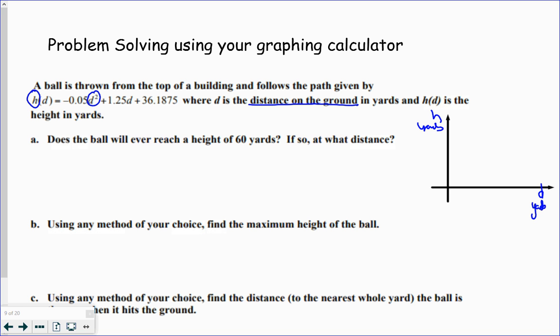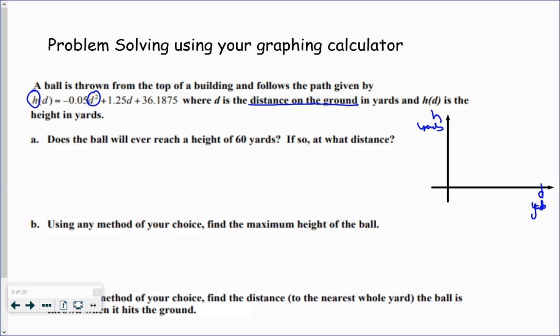So the questions are: does the ball ever reach a height of 60 yards? If so, at what distance? Using any method of your choice, find the maximum height of the ball. And using any method of your choice, find the distance to the nearest whole yard that the ball is thrown when it hits the ground.